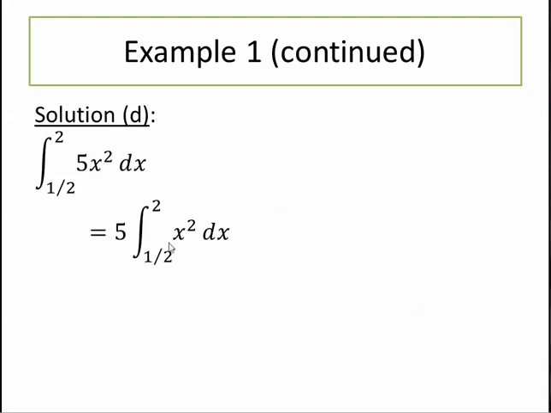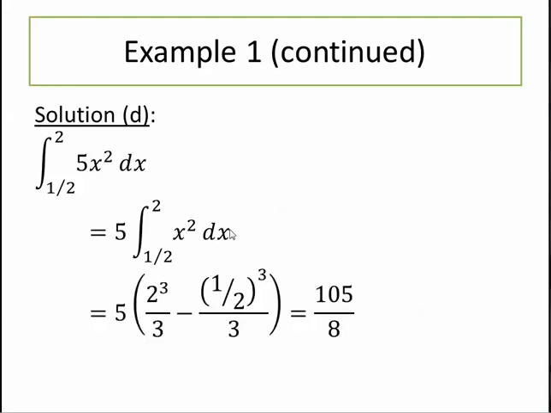And now what do we have? We have an integral from a to b of x squared. We have a formula for that. We know that's going to be equal to your upper limit cubed divided by 3 minus your lower limit cubed divided by 3. And that, when you simplify, gives you 105 over 8.